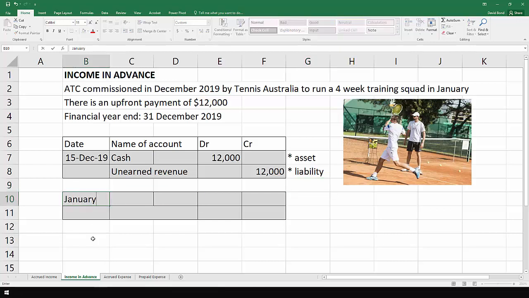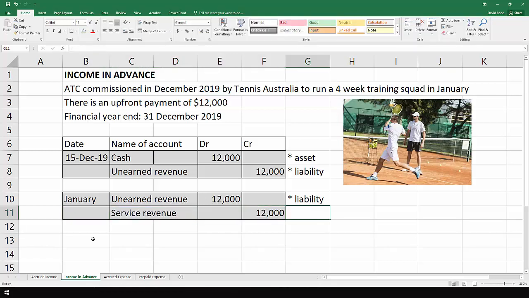When they actually finally do the work, unearned revenue is reduced because they've performed the work and they don't owe it anymore. And they get to record service revenue, and that is income. So at the time they receive the cash, there is no income effect. You have an increase in an asset and an increase in a liability. When they actually perform the service, that's when they get to show income.